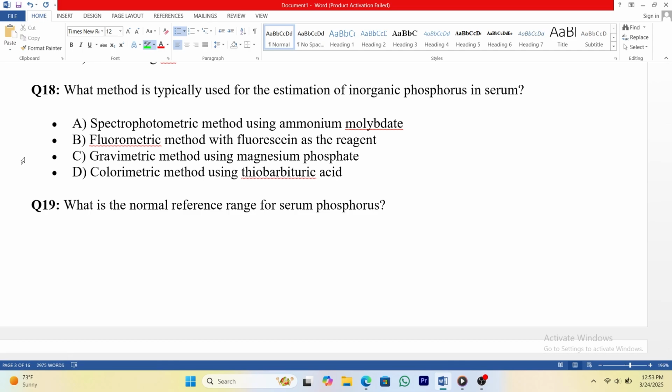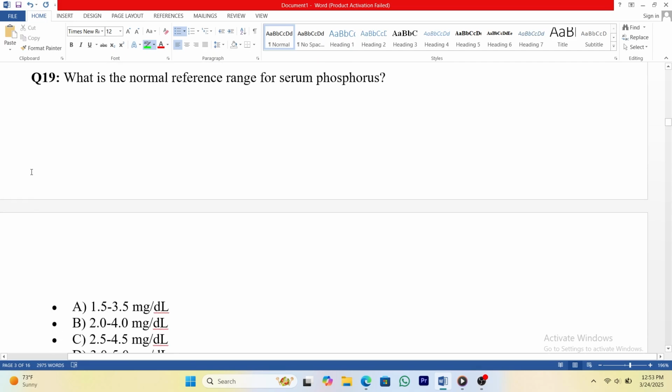A. Spectrophotometric method using ammonium molybdate. B. Fluorometric method with fluorescein as the reagent. C. Gravimetric method using magnesium phosphate. D. Colorimetric method using thiobarbituric acid. Answer: A. 19. What is the normal reference range for serum phosphorus?